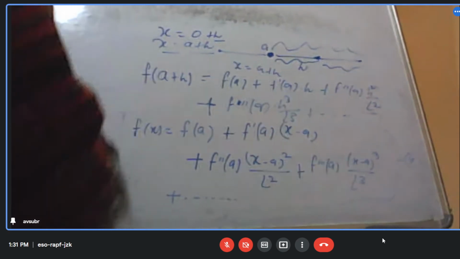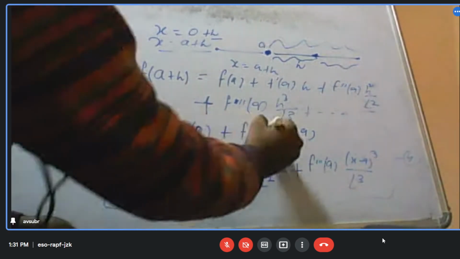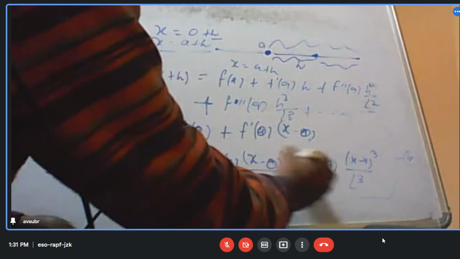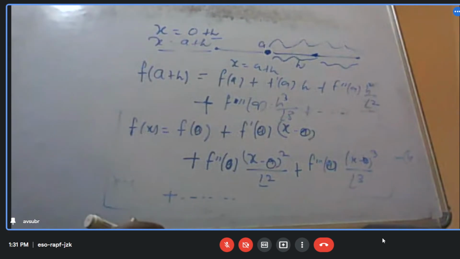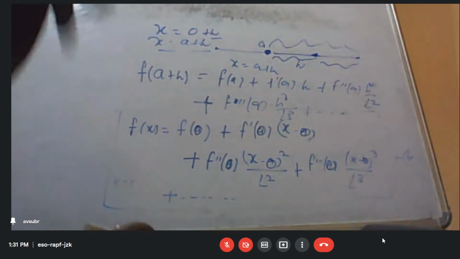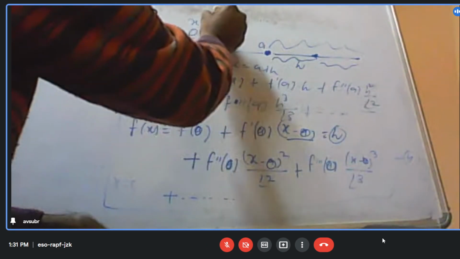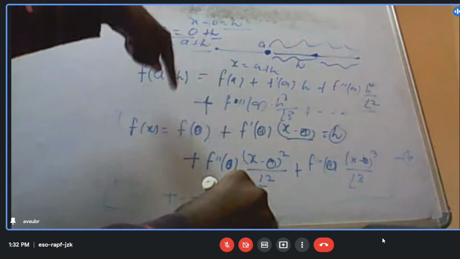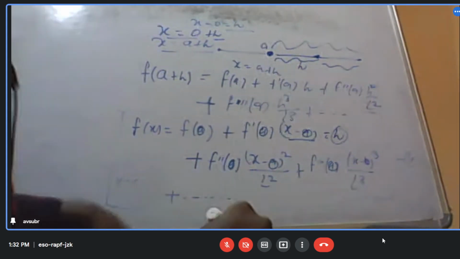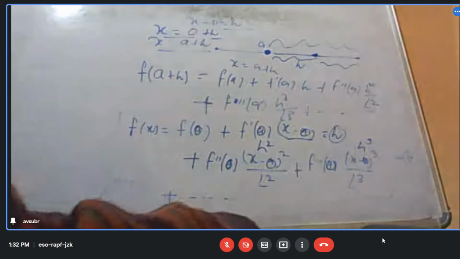So our series was, I will write down over here. This is 0, this is 0, this is 0, 0, 0, 0. I hope it is clear. So x minus 0 is what? h. From here you see x minus 0 is h. So this is h square, this is h cube.